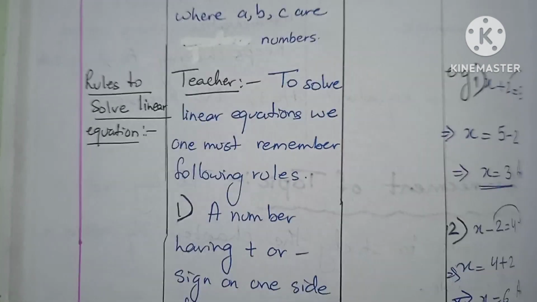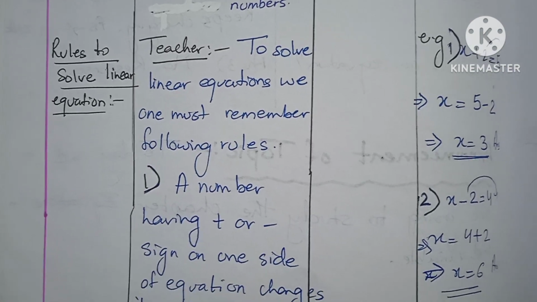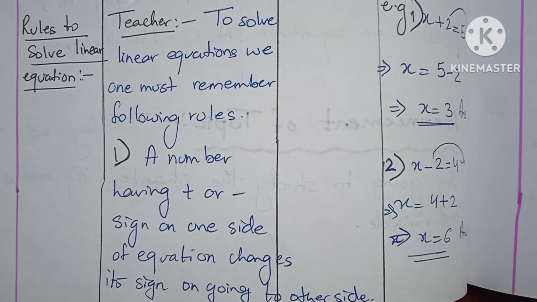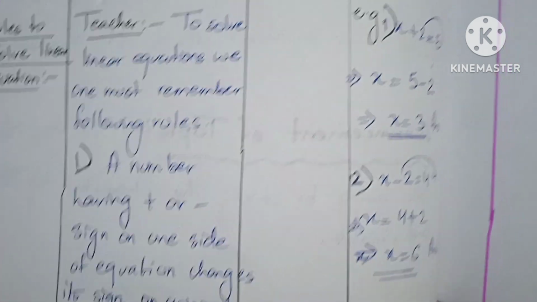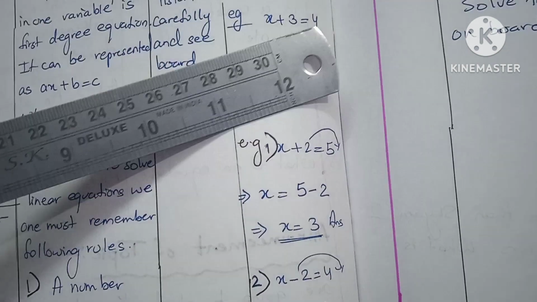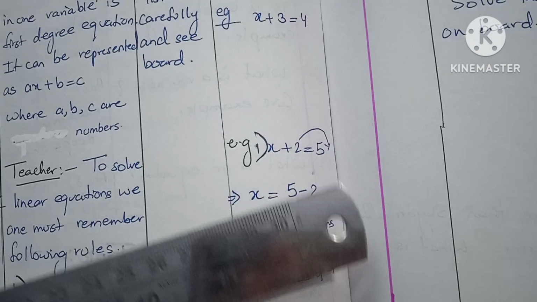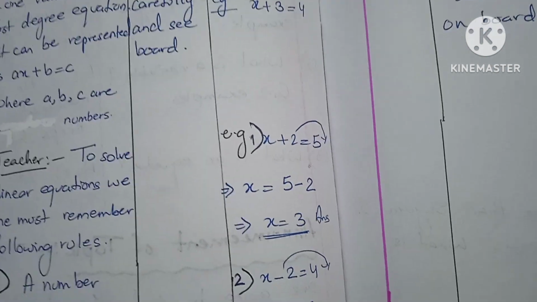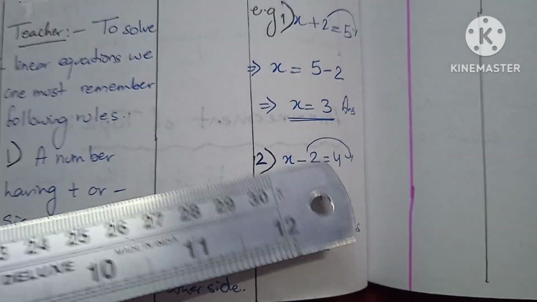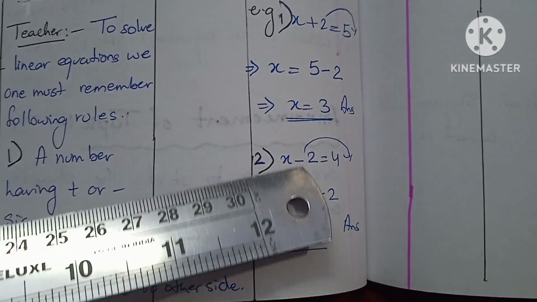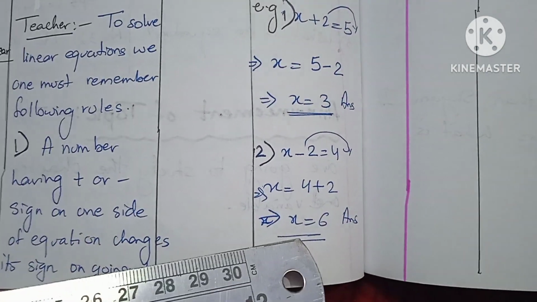Now the rules to solve linear equation are as following. First is a number having a plus or minus sign on one side of equation changes its sign on going to the other side. For x plus 2 is equal to 5, this 2 goes on the other side and its sign becomes minus 2. So we get x is equal to 3. Similarly, in second example, x minus 2 is equal to 4. This minus 2 goes on the other side, changes its sign to plus, and we get the value of x as 6.